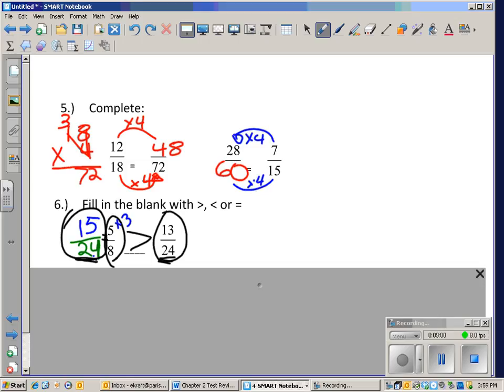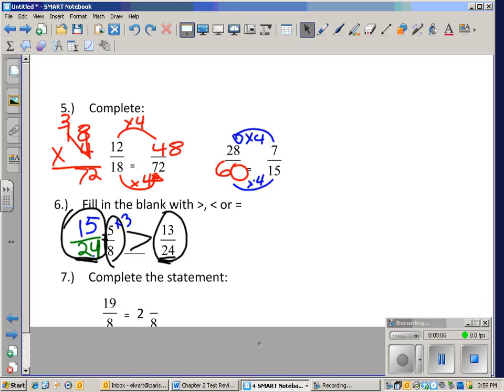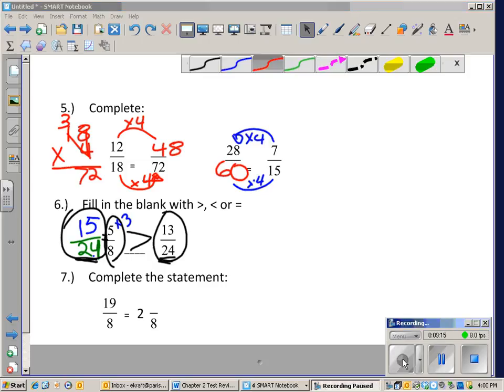Very good. I hope you got that as well at home, and I hope that you understand how to do that very well. And now we're going to complete this statement as well. Go ahead and pause the screen and come back as soon as you have your answer on that one as well. I have to find how many 8s are in 19.